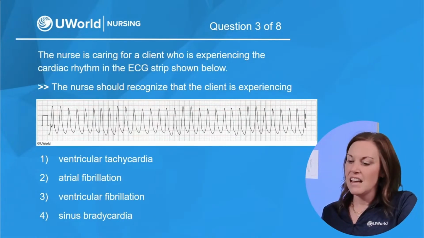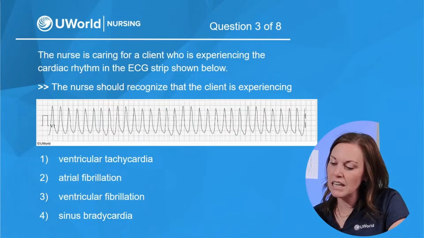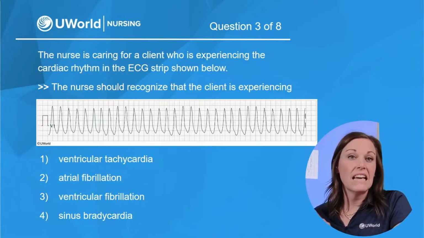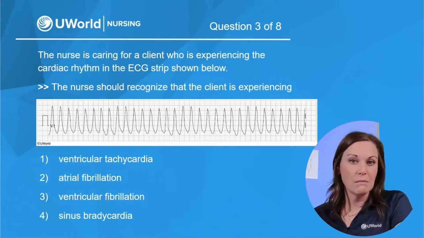All right, let me make sure everyone's doing okay in the chat here. How'd everyone feel about that one? That's kind of a tricky one, but again, just remember that was a 10-second strip. We had 9 QRS complexes, so 9 times 6, 54.